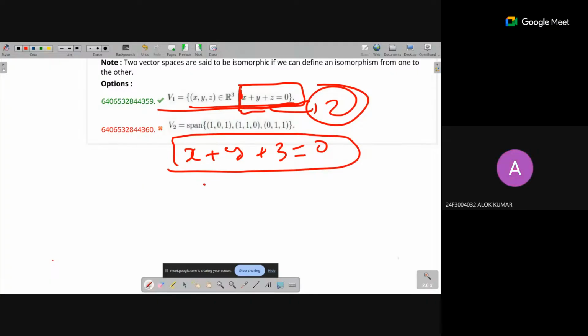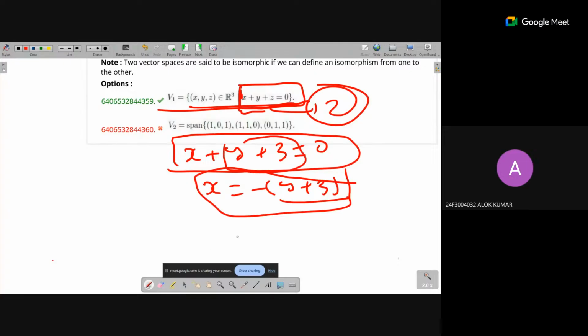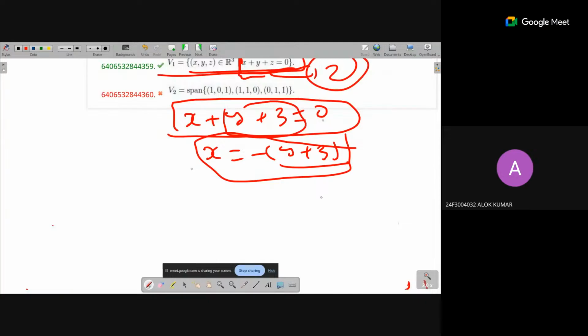Okay, so can we write this basically like this? We are shifting y and z to the RHS. Is this right? Now you can say that x will be the negative of the sum of y and z. There is a constraint on x. X cannot be any arbitrary value for this equation. You add y and z and take the negative, that will be x.